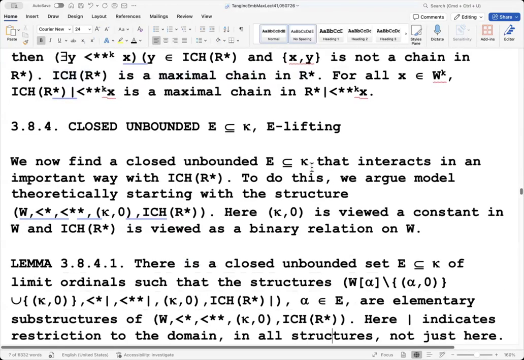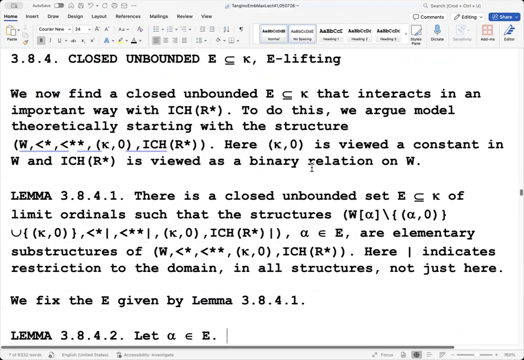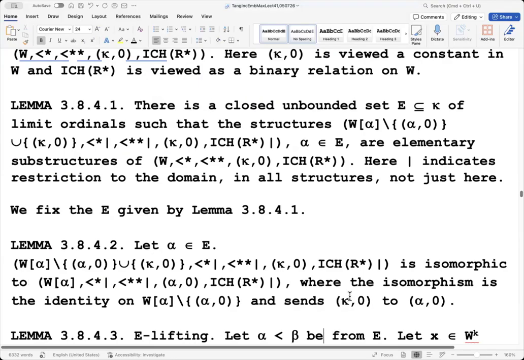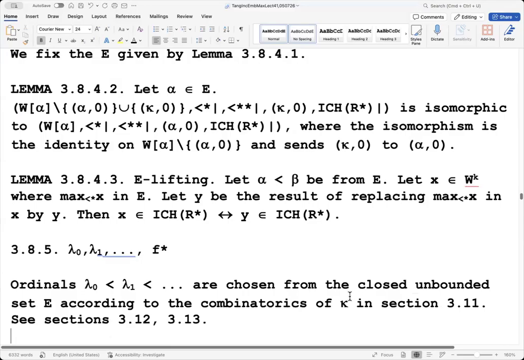Then we associate a closed unbounded E. I think we talked about this last time. And we have E lifting. So this is a closed unbounded set that you pick, which saves a dimension, actually. It's very important from that point of view. Well, I do what amounts to a special case of Gödel collapsing. So I finally get down to E lifting.